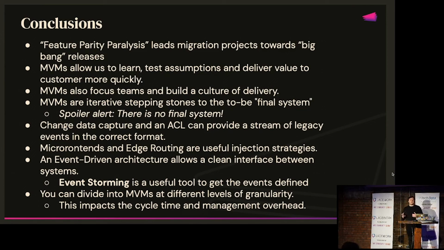Change data capture and an ACL can really provide us a stream of events from legacy, and that also being in the correct format, so not implicating the design of a new system with the constraints of the old system. Micro front ends and edge routing are really useful injection strategies if you're having to do a full stack application. And an event-driven architecture allows that clean interface between systems, but also is part of our migration strategy.